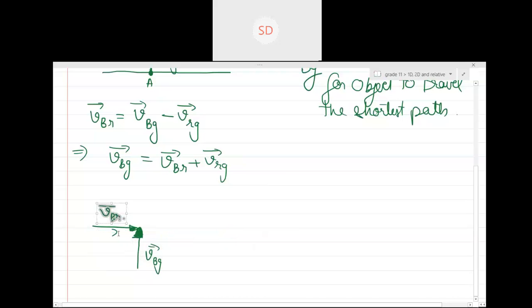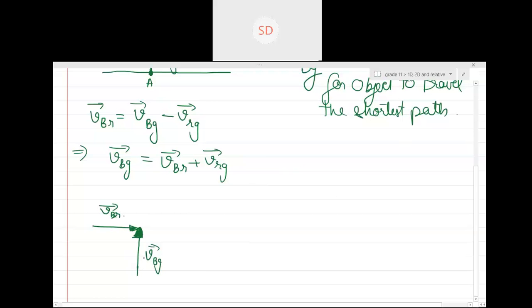So VBR is the shortest path. What is VBR again? Velocity of boat with respect to river. You remember velocity of boat in still water? ये सब याद है कि भूल गए हो?